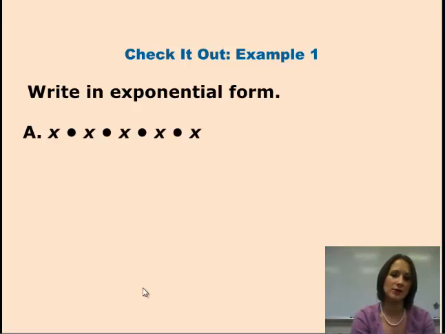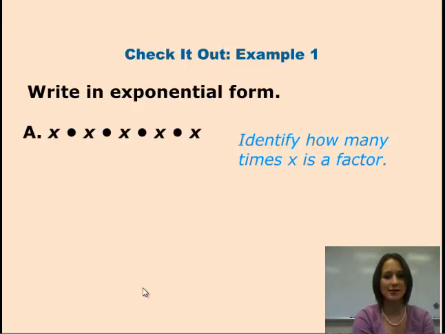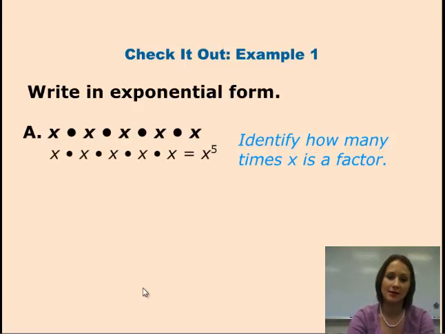Try this one. Write it in exponential form. X times X times X times X times X. Go ahead and hit pause and try it now. Identify how many times X is used as a factor. On this one, X is used as a factor 5 times. So we're going to write it as X to the 5th power.